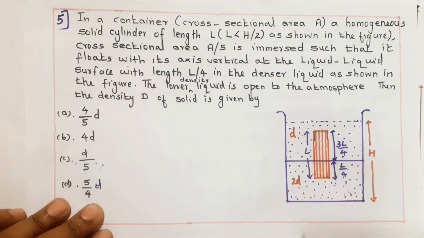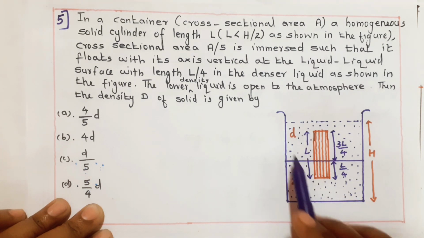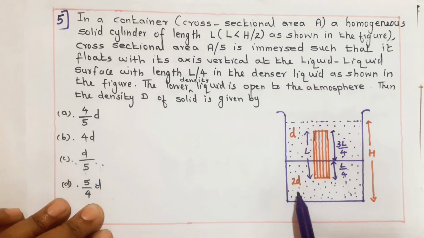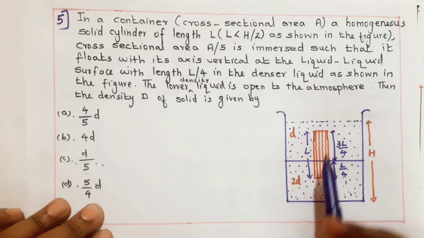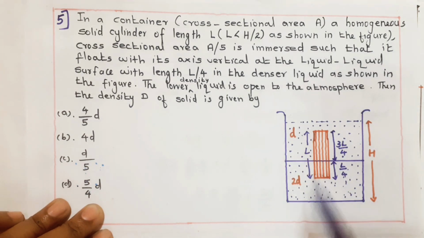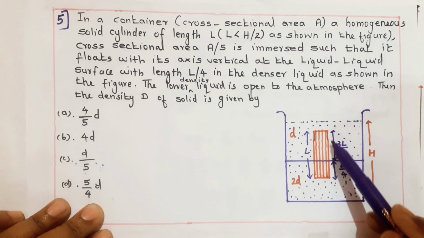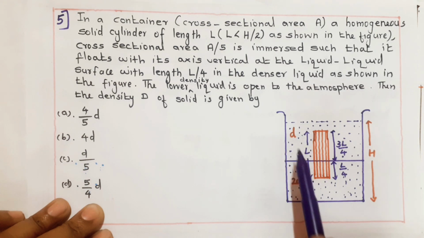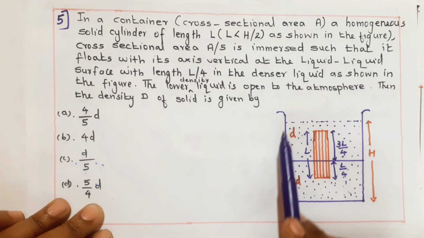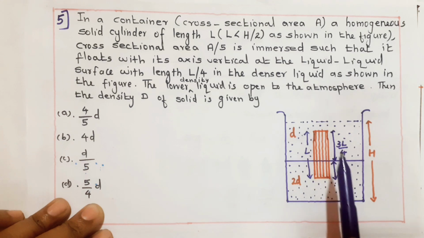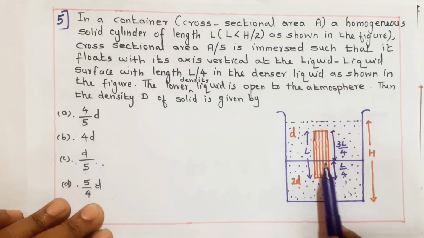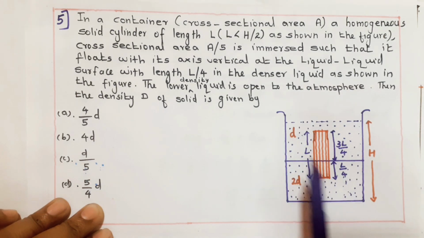This is a beaker. It has two liquids, one of density 2D, the other of density D. 2D at the bottom, D at the top. And this is a block, and the block's length is L. We can see that L by 4 is lying in the lower liquid and 3L by 4 in the top liquid. We know that if we keep two liquids like that, the less dense will go up and the high dense will go down. So of D and 2D, 2D will go down, D will go up.